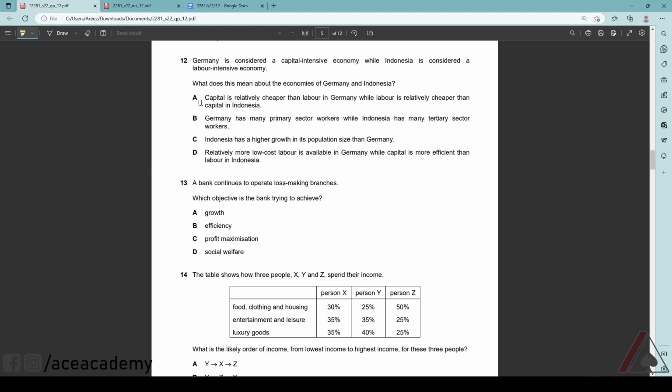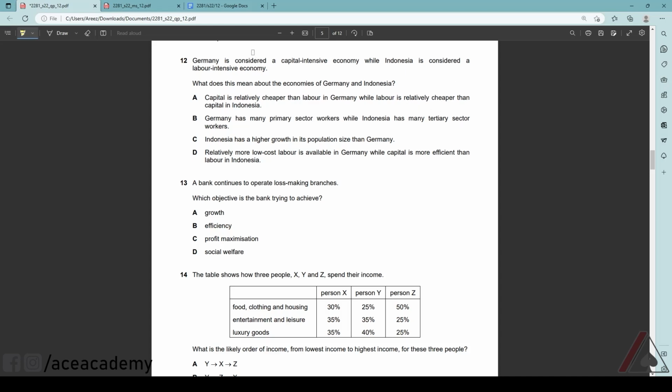A is that capital is relatively cheaper than labor in Germany, while labor is relatively cheaper than capital in Indonesia. This is true because the reason why a certain economy would be capital intensive is that the opportunity cost of being capital intensive was less than being labor intensive, meaning that capital is relatively cheaper than labor, and vice versa, right?